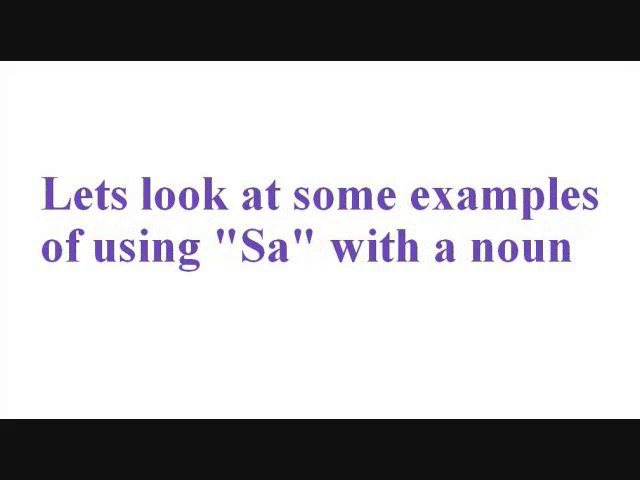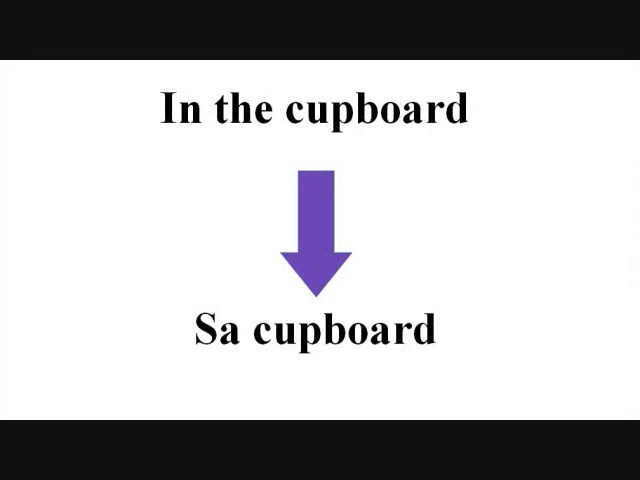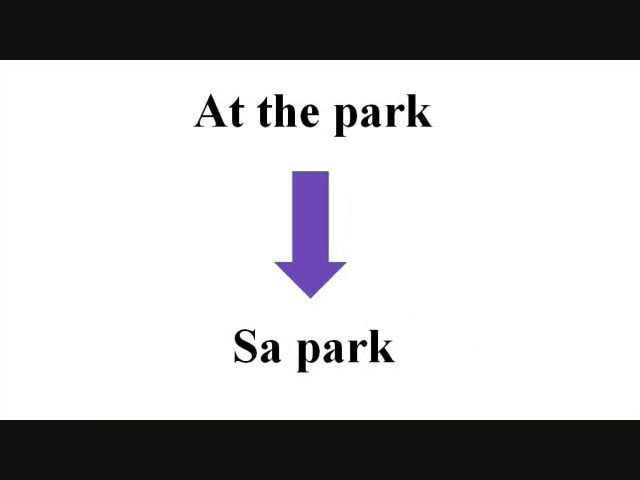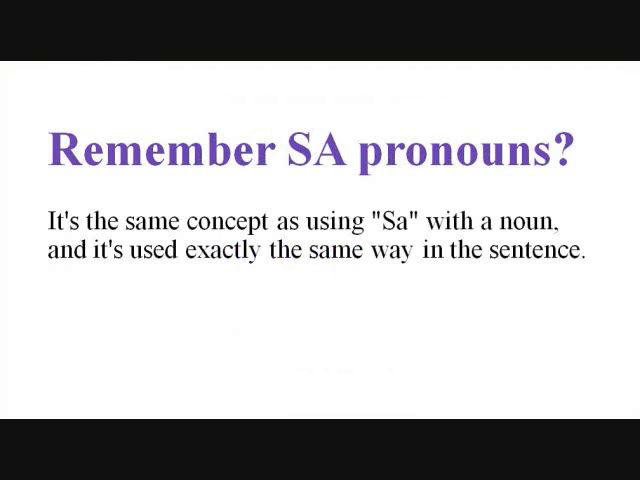Let's look at some examples of using sa with a noun. On the table, sa table. Remember that there is no word for the in Tagalog, and that's why we leave it out of the Tagalog phrase. In the cupboard, sa cupboard. At the park, sa park. To the store, sa store.